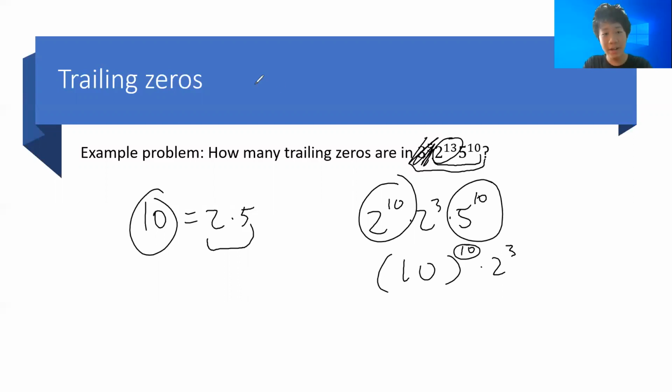Okay, so to find how many trailing zeros are in a number, you just have to find how many powers of 10 are in that number. And anything else that doesn't contribute to powers of 10, you can just throw away. You don't need to consider them at all. All right, any questions?